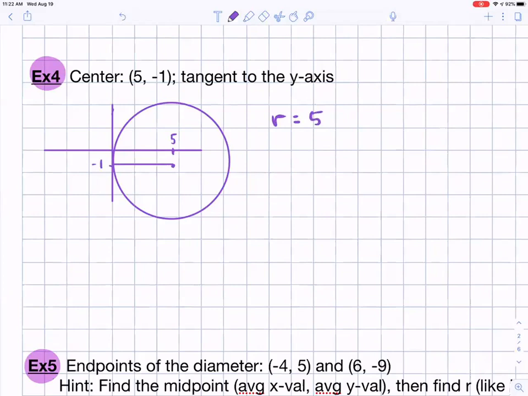Oh, look, now I have my H, my K, and my R. I can write my standard equation because I have my 3 requirements. So what's the first glob going to look like? X minus 5, the quantity squared, plus second glob. Y plus 1 quantity squared is equal to 25.